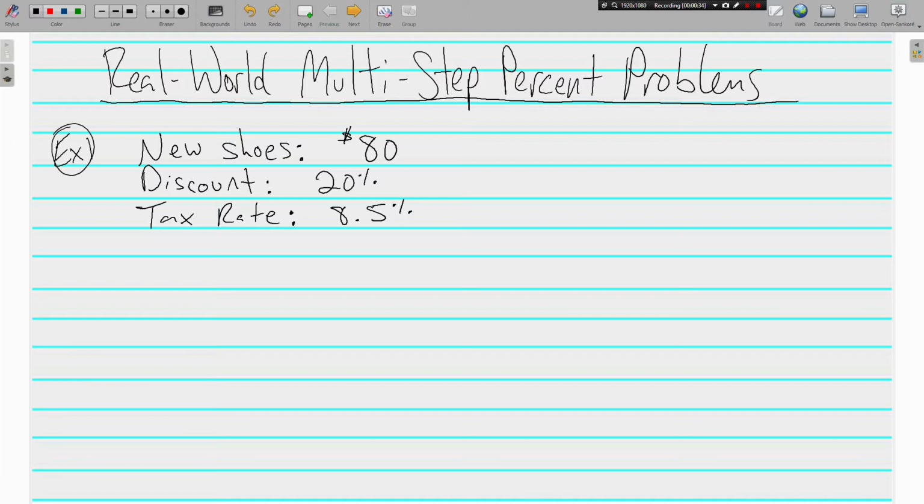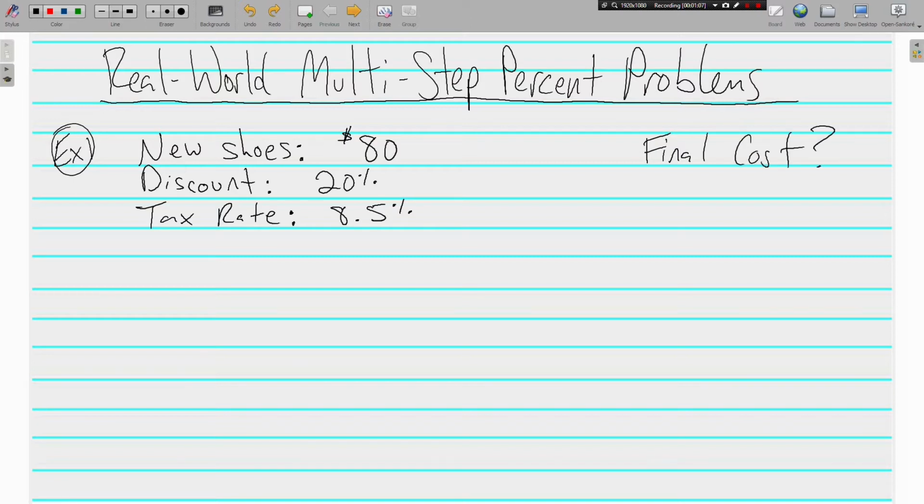My technology limitations keep me from writing too much on this screen, so instead of a small paragraph for you to read, I've just listed out the most important information. Let's look at this first one. We've got new shoes that cost $80. There is a 20% discount and a tax rate of 8.5%. So what we're looking for is the final cost, or the total cost, of this new pair of shoes.